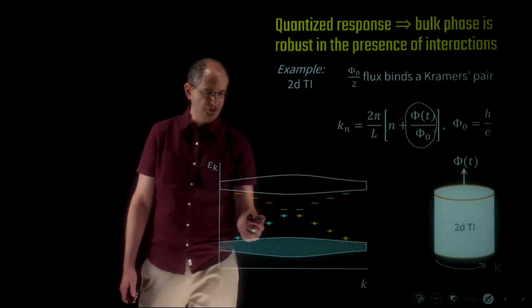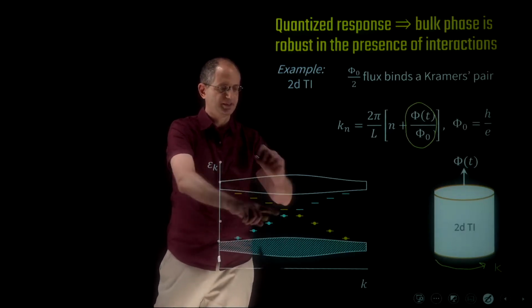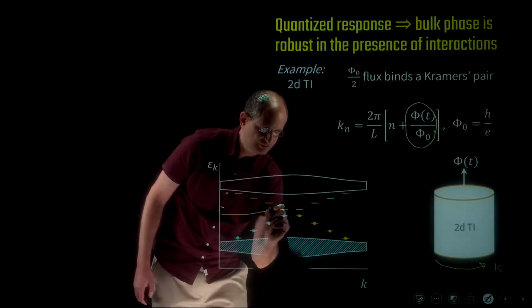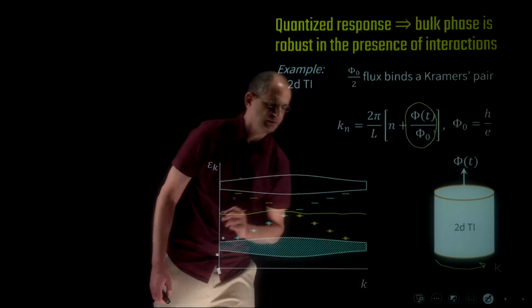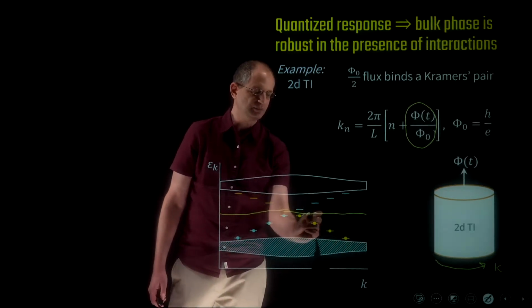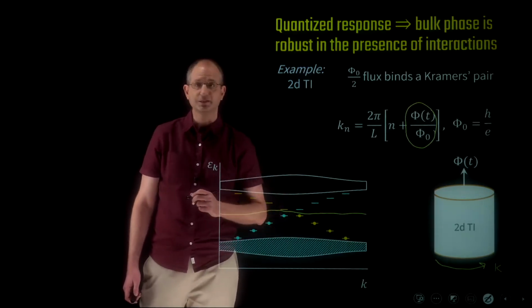Here's the spectrum of our cylinder, and now we have a helical edge state. We have two counterpropagating edge modes, and we begin with our Fermi level over here. Okay, so then the states below the Fermi level are all filled, and they of course have to come in Kramer's pairs because the system has time reversal symmetry that squares to minus 1.